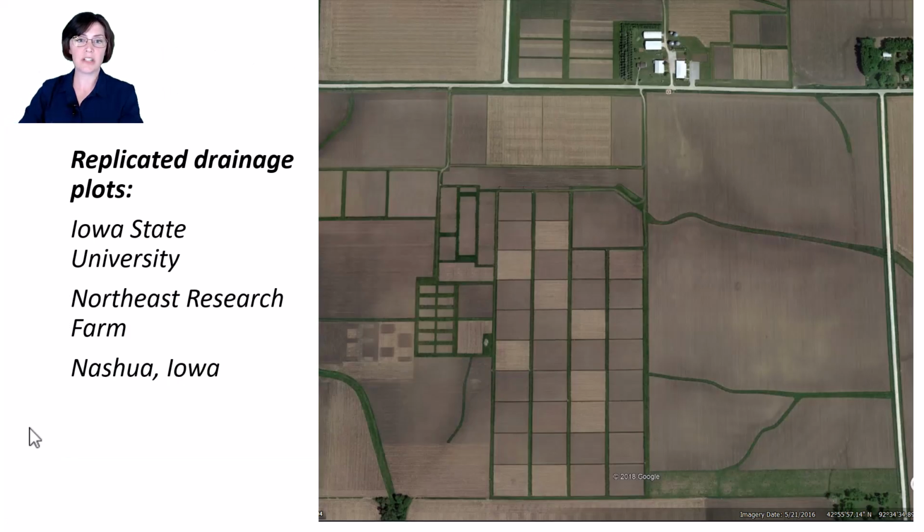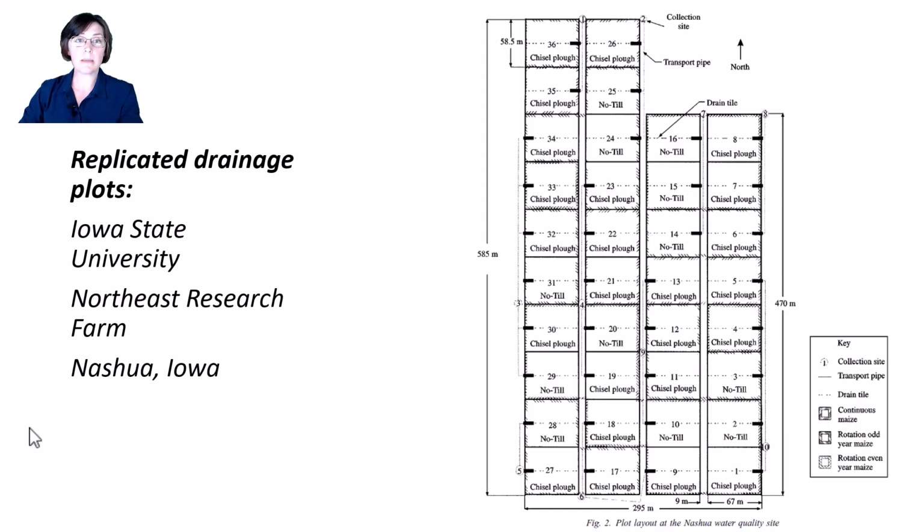The Northeast Research Farm in Iowa is another prime example. There are 40 individually drained plots that are each 1 acre. A subsurface drain runs through the middle of each plot and then to a monitoring sump. It is not cheap to design and install and operate drainage systems like this. Doing replicated plots requires extra infrastructure and a lot of personnel time.